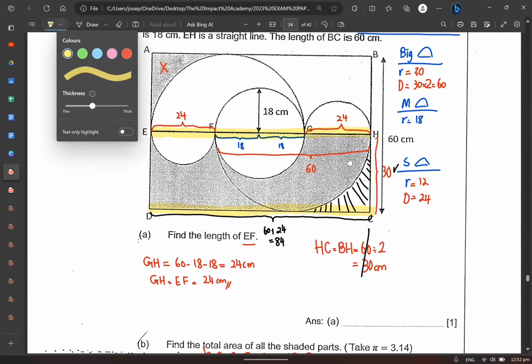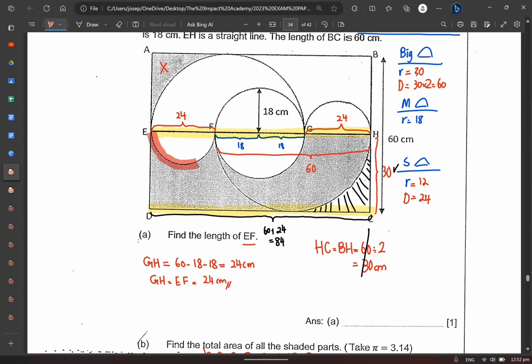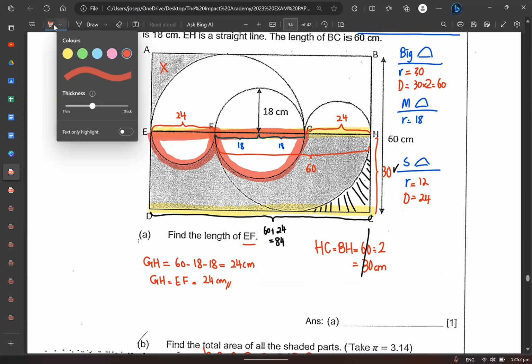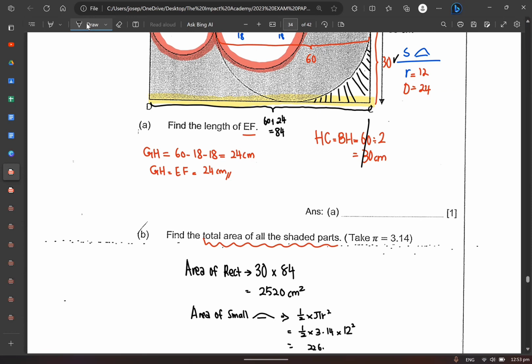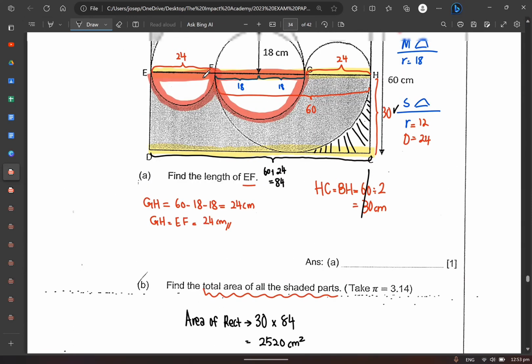What I want to remove, I'm going to highlight in red. I'm going to remove this semicircle, and also this big semicircle. Sorry, I apologize, we call that the medium semicircle. So we are going to remove the small semicircle and the medium semicircle. First, the area of the small semicircle is half times pi r squared. They want our pi to be 3.14, and for my small semicircle we have a radius of 12. When I do that, I get an answer of 226.08. That is the area of the small semicircle.